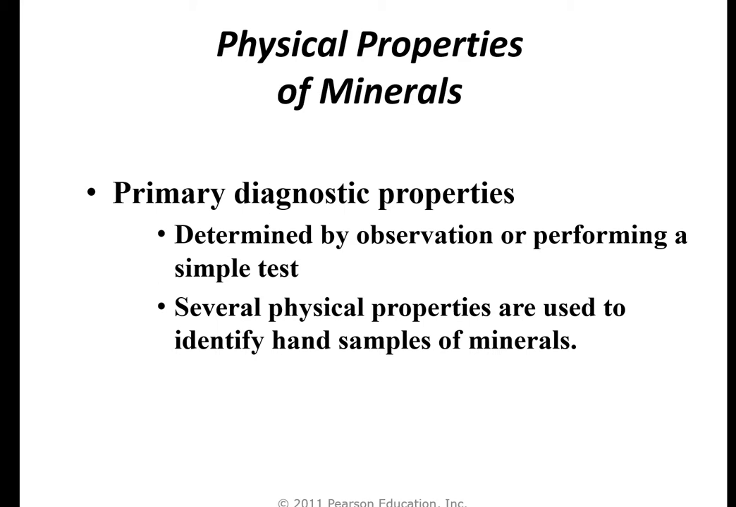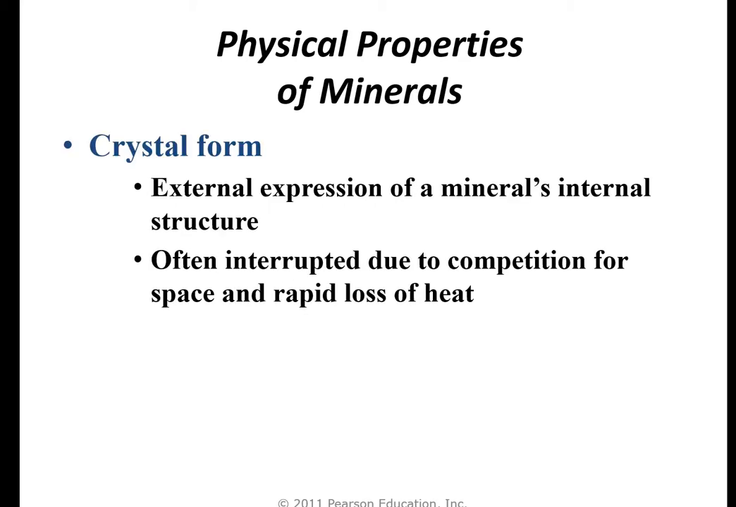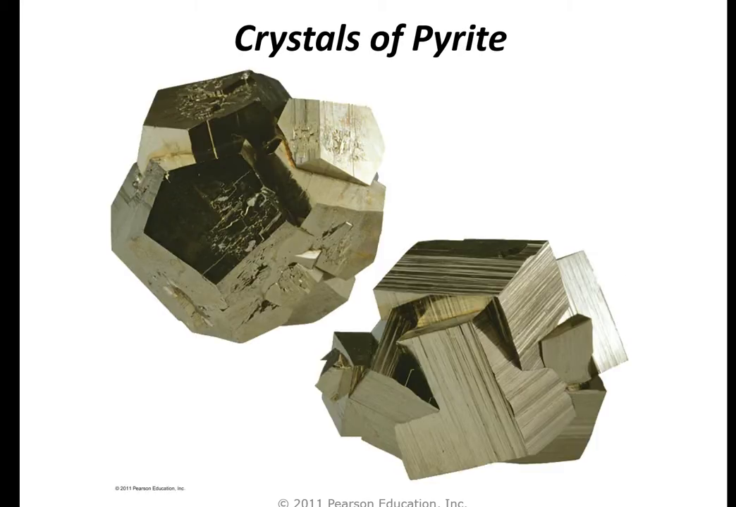Now we can determine the properties of minerals by doing some simple testing on them. Several physical properties are used to identify hand samples of minerals, and you'll be doing this in lab. We know that some minerals have a crystal form to them, and they originate their atoms in certain structures. Here is a picture of pyrite. You can see that it's structured in a very particular way.